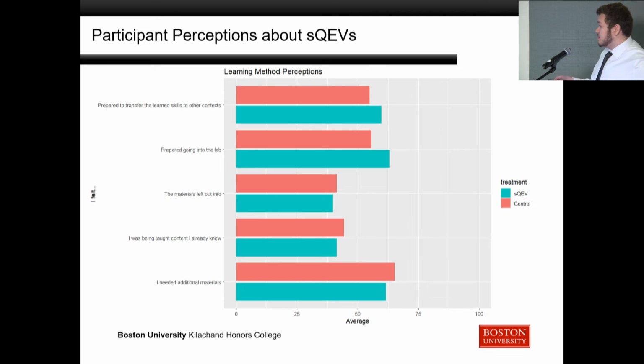We saw that in terms of their perceptions about all of these different metrics, they were about equal: how prepared they felt to transfer their skills, how prepared they felt going into the lab, whether they felt the materials left out info, whether they felt they were taught content they already knew, or whether they needed additional materials to learn.